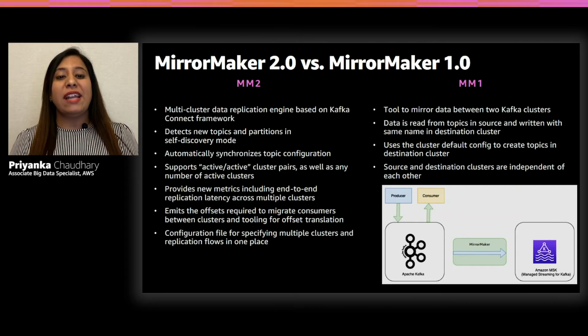MirrorMaker 2 is a multi-cluster cross-data replication engine based on the Kafka Connect framework. It can detect your new topics and partitions in self-discovery mode, so that you don't have to do any repartitioning manually. It can automatically synchronize your topic configuration. It can automatically synchronize your ACL configurations, and your semantic configuration can be intact in this case. It can support an active-active cluster pair as well as any number of active clusters.